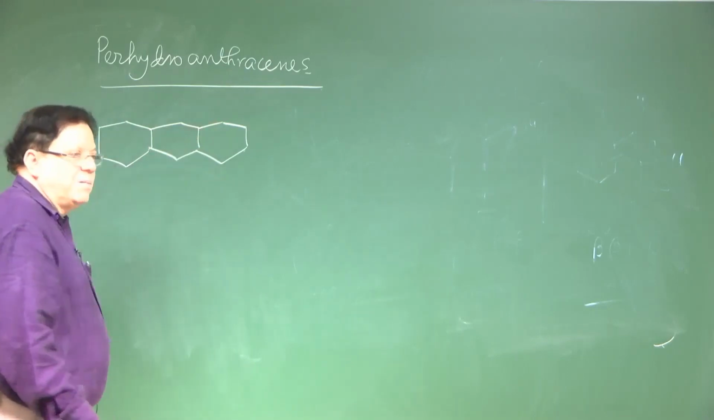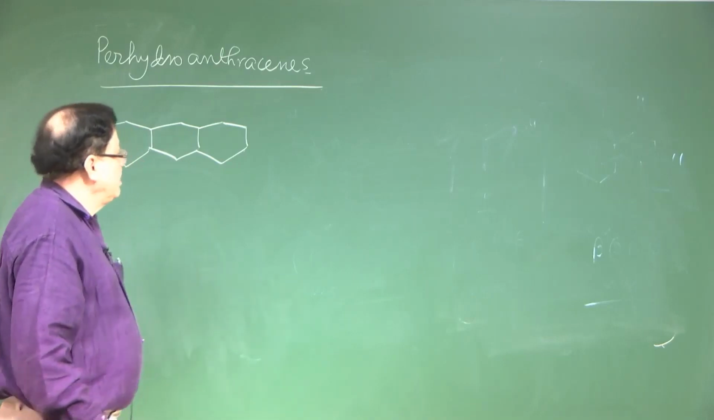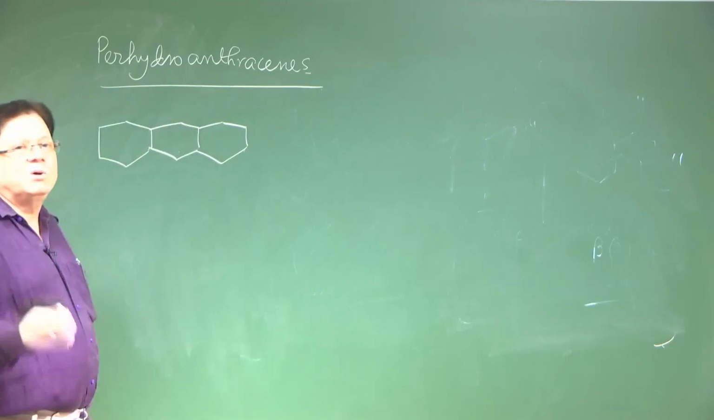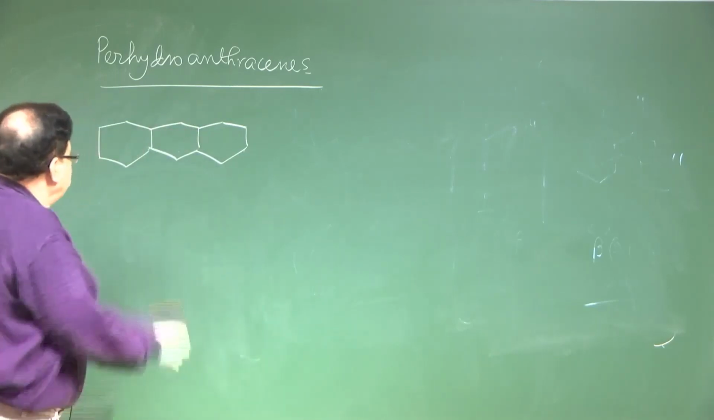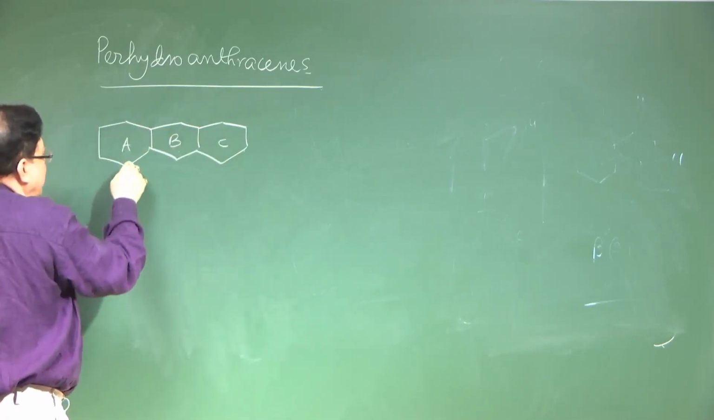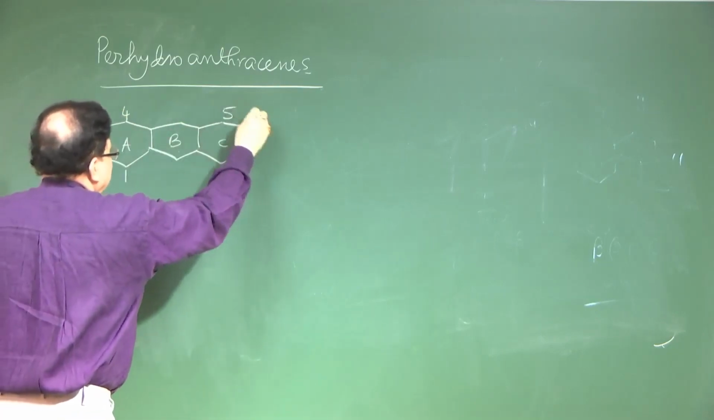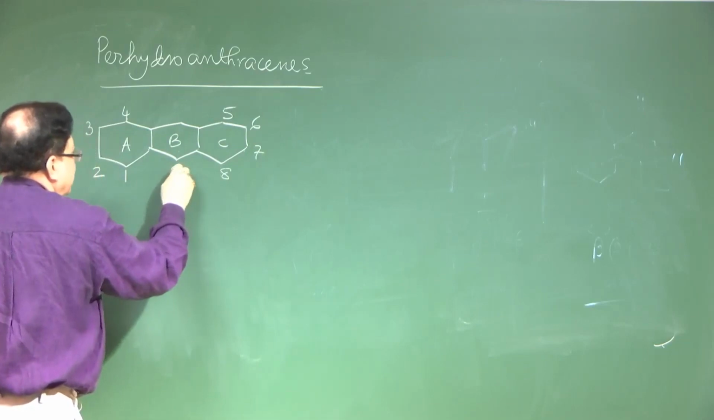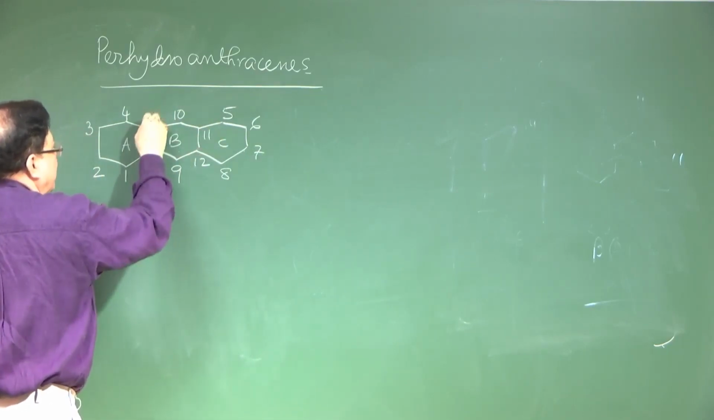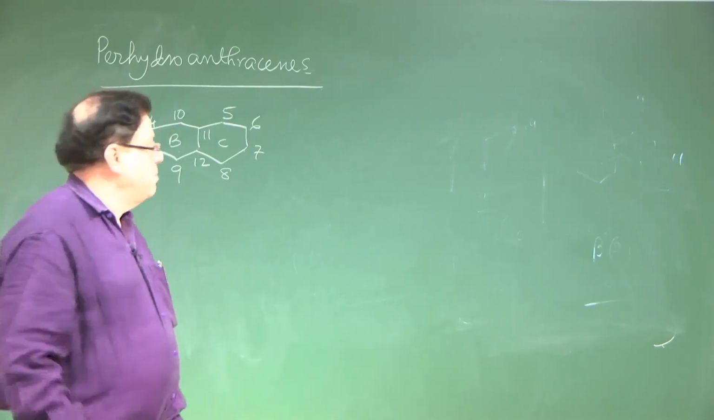Again here the numbering is not at all complicated. In anthracene these are the 9, 10 positions. If this is A ring, this is B ring, and this is C ring, you can give number 1 here, number 2, number 3, number 4, but then jump here 5, 6, 7, 8, 9, 10, and then this is 11, this is 12, this is 13 and this is 14. So, that is the numbering system.